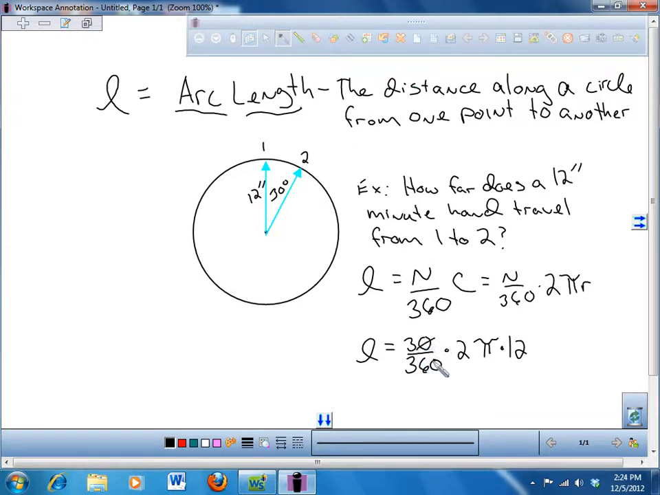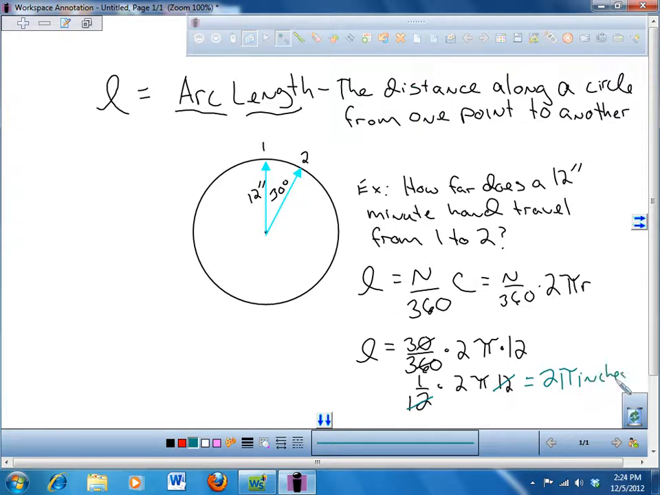So that's going to be 1/12 of 2 times pi times 12. But what else could I cancel out there? What else could I cancel out? The 12. Yeah, 12, you're allowed to do this. You're allowed to cancel. Look for things to cancel out. Anything that's on the bottom, you can cancel out with something from the top. So it would be 2 pi, and that would be in inches.